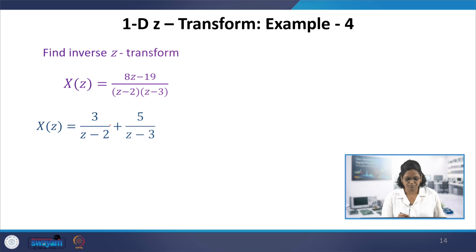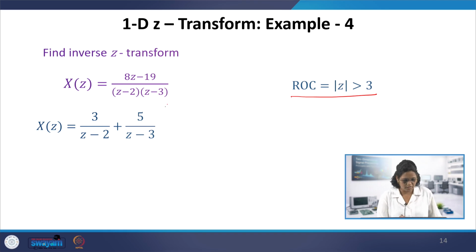That we would look into. Consider the inverse z transform, in which x of z is given as 8z minus 19 over z minus 2 into z minus 3. Is this valid or not? What is the x of n for it? If we give the transfer function x of z like that, we need to specify the z region.